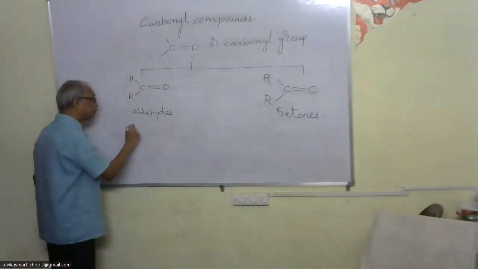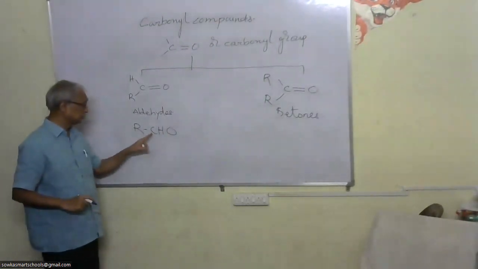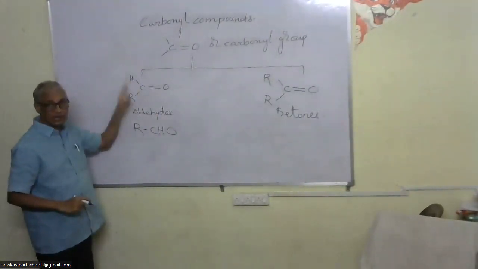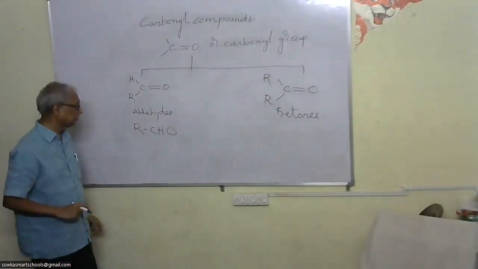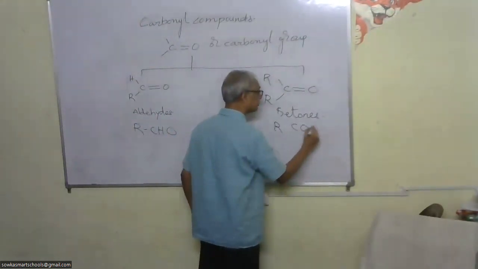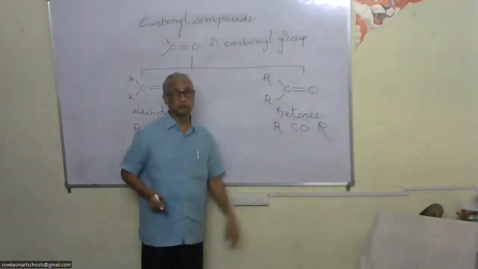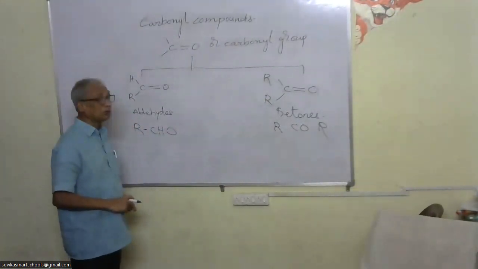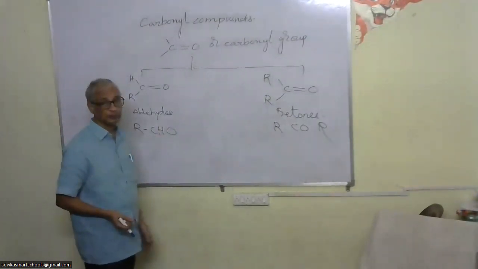These formulae can be briefly written like this: RCHO. It implies C double bond O is present, and one of the bonds is with hydrogen, and the other bond is with R, alkyl group. And for ketones, the short form is like this: RCOR. Here CO implies C double bond O. Thus, we can divide carbonyl compounds broadly into two categories, aldehydes and ketones.